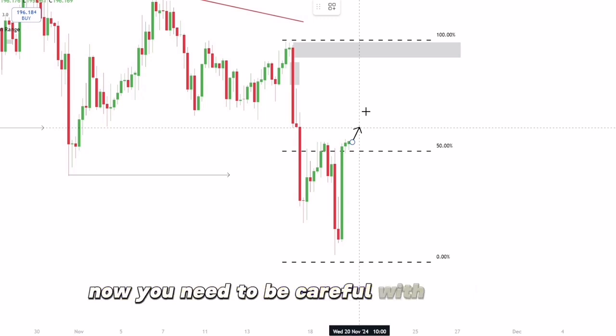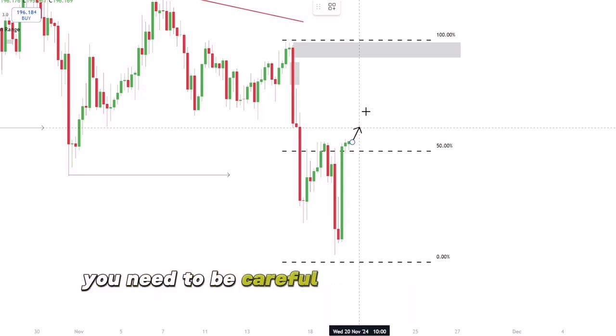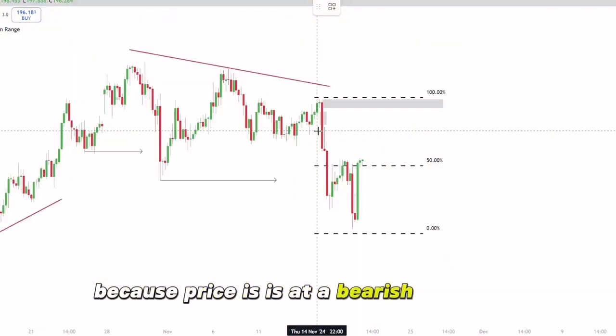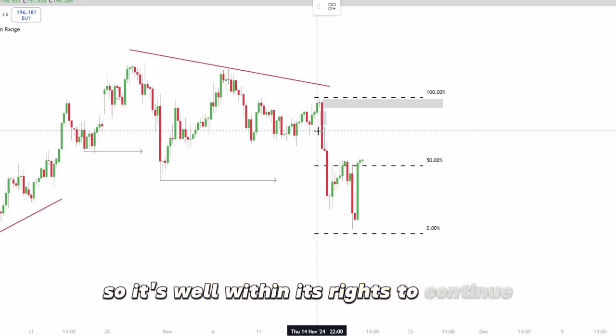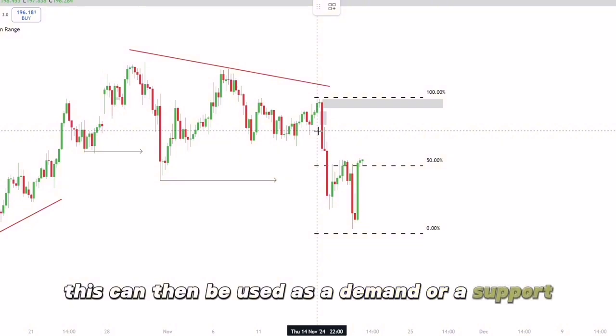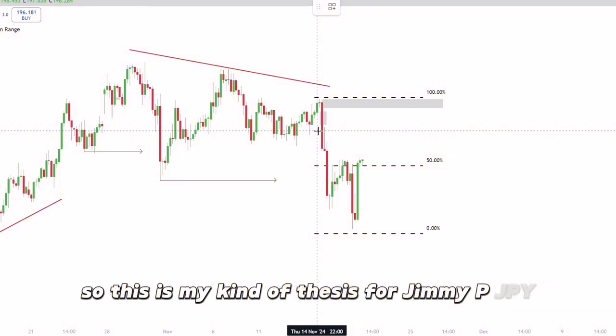Now, you need to be careful with this, right? Because when price does get into this premium, you need to be careful that we don't see a reversal, because price is at a bearish fair value. Yet price is in a premium before our premium. So it's well within its rights to continue. But if we do see price violate this local 4-hour high, this can then be used as a demand or a support to then continue higher. So this is my kind of thesis for GBP/JPY.